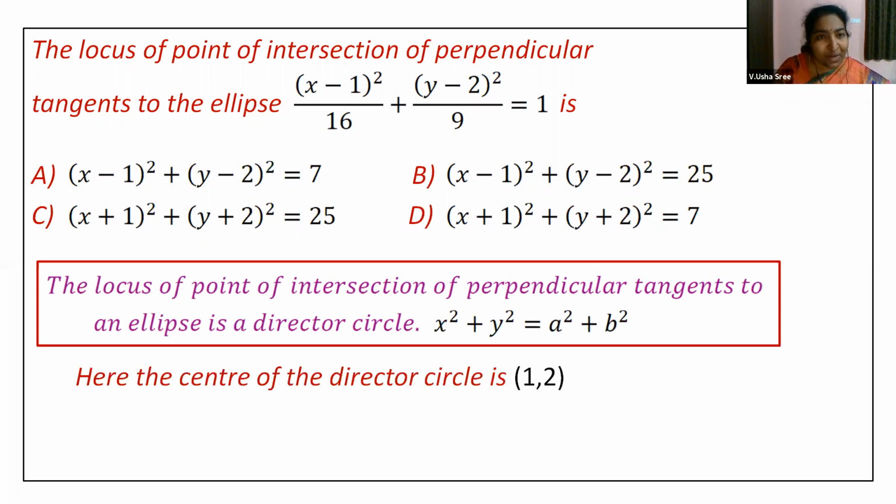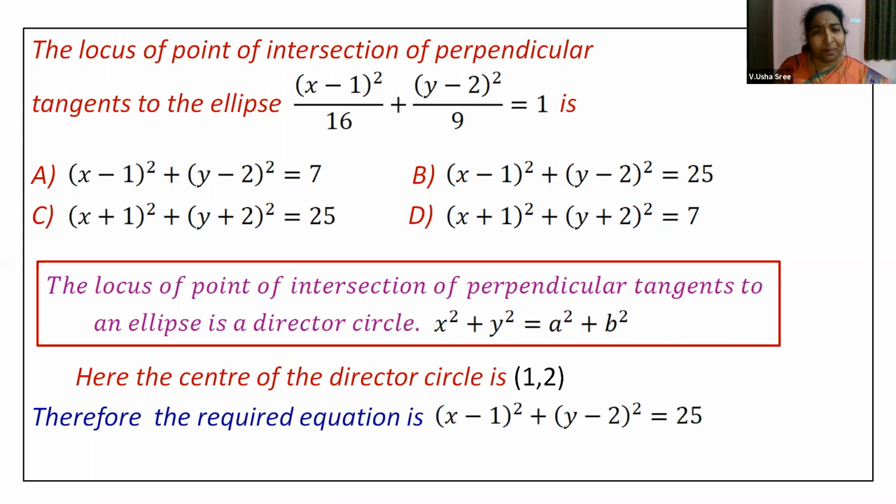Here the center is 1 comma 2. Therefore, (x minus 1) whole square and (y minus 2) whole square will not get disturbed. They will be taken as they are. And then a square is 16 plus b square is 9, which is equal to 25. Is it not a simple one? If you can remember this condition, right? So the answer for this is B.